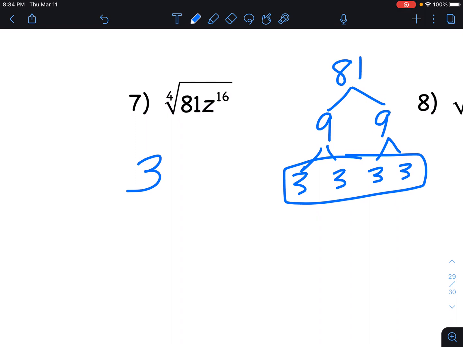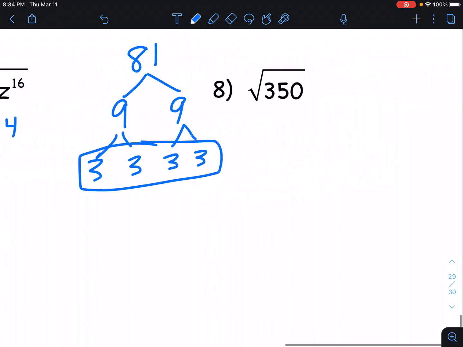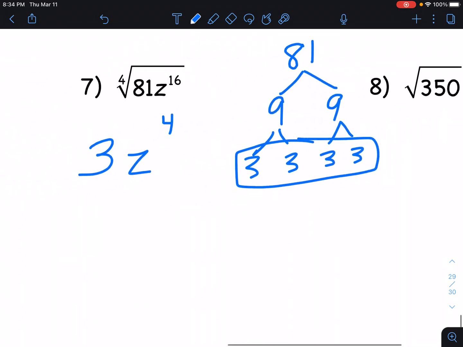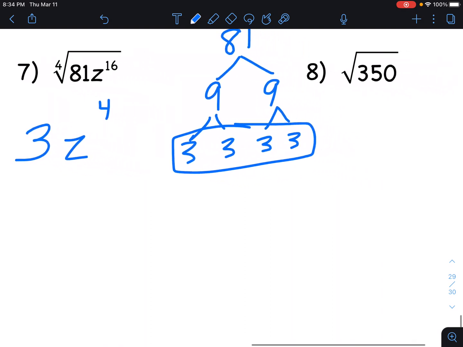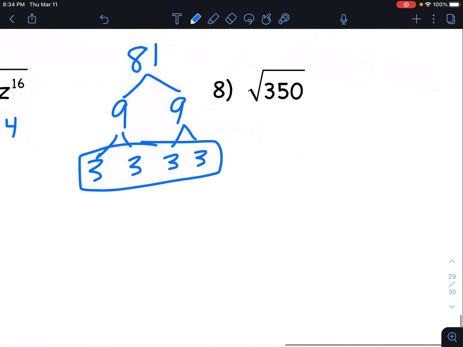Now, for the z, the rule is you're supposed to take the exponent and divide it by the index. So z to the 16 divided by 4 is 4. Since there was no remainder, you don't have a radical anymore. Everything worked out perfectly.